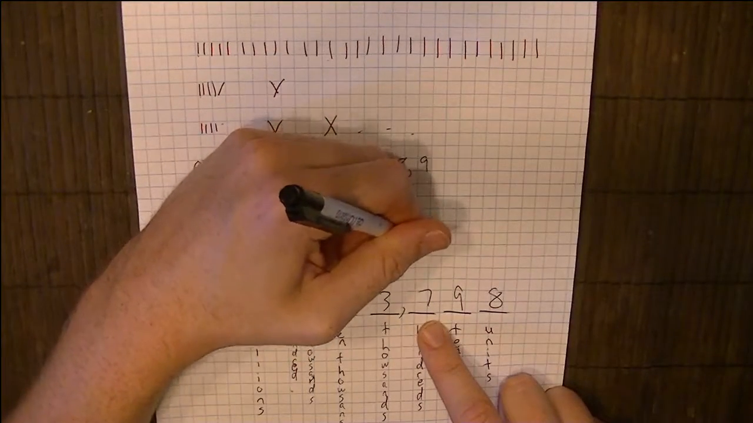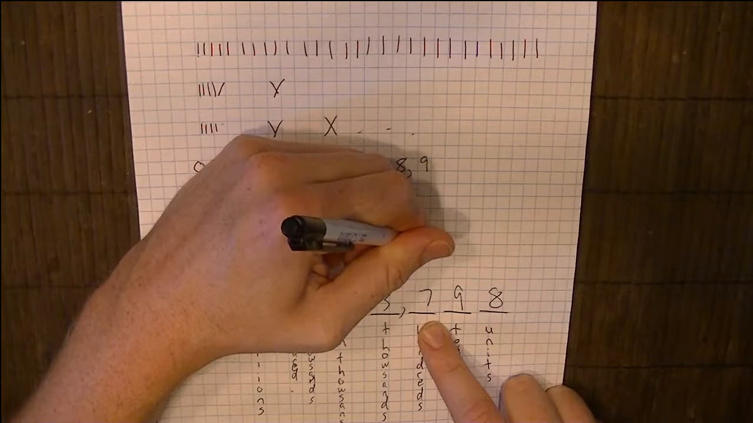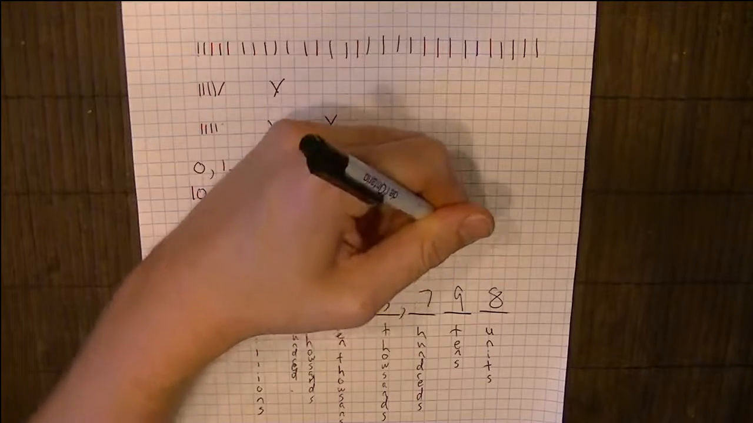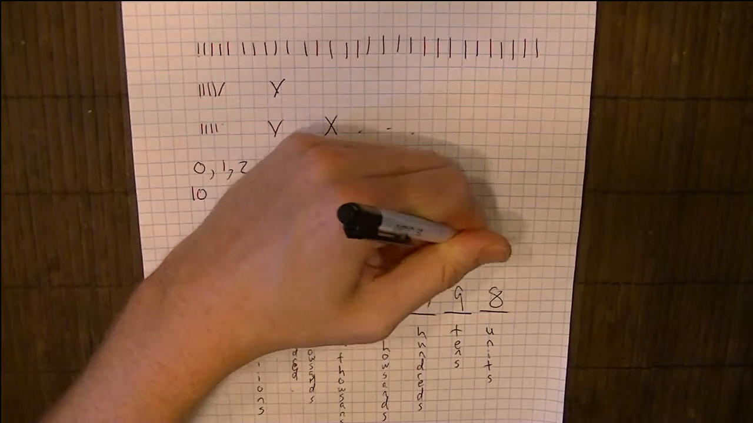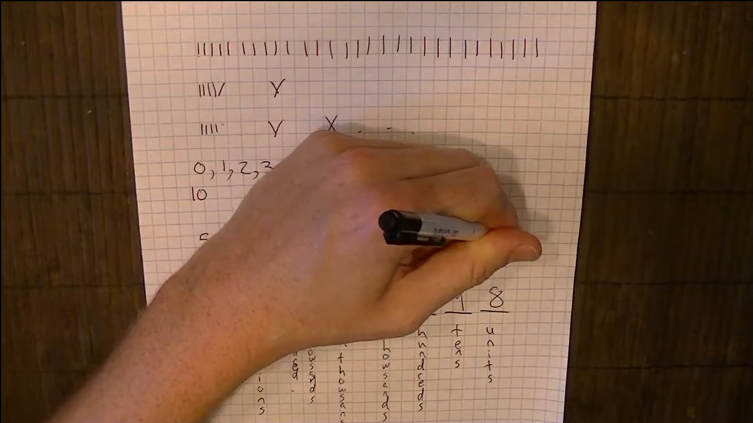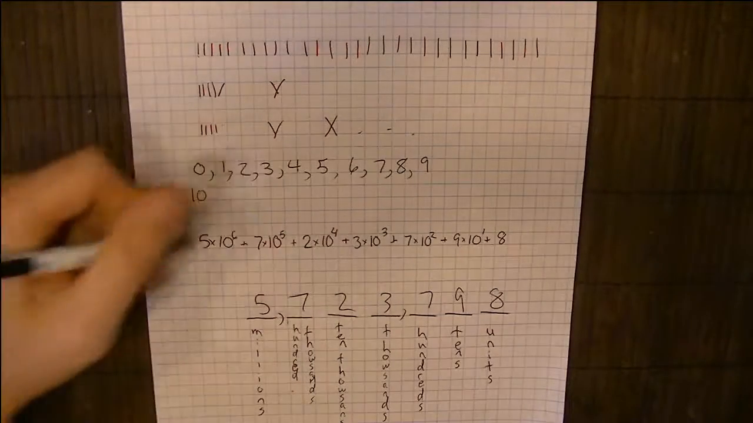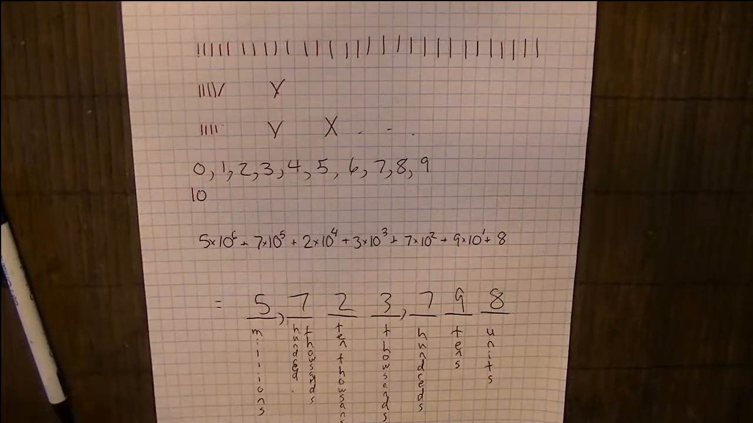And then we have 7 times 10 to the 2. And then we have 9 times 10 to the 1. And then we have 8 times 1, which is 10 to the 0. So that does sort of match the pattern, but saying 10 to the 0 or saying multiplied by 1 is a little silly, so we'll just leave it. Okay, which of course is equal to the 5,723,798 that we've been talking about.